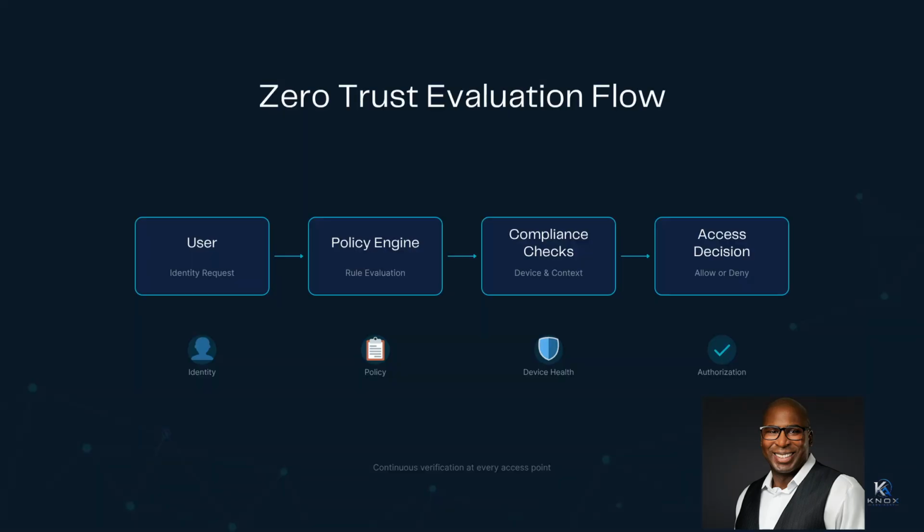In this simplified workflow, a user submits an identity request. That request is evaluated by the policy engine, which checks compliance, condition, and contextual information before making access decisions. Based on the results of those evaluations, access is either allowed or denied. Now let's move into the live demonstration to see how those access decisions change in real time.